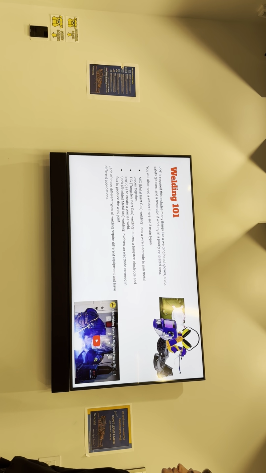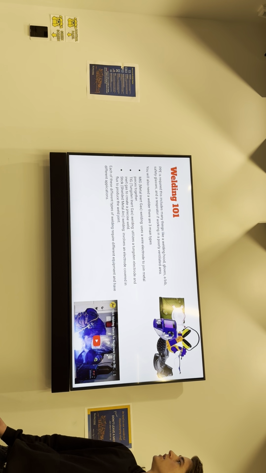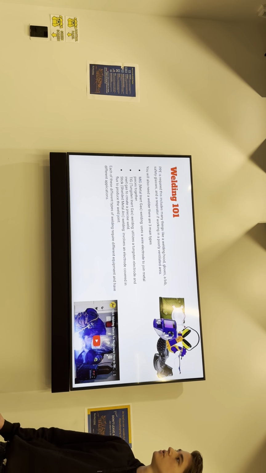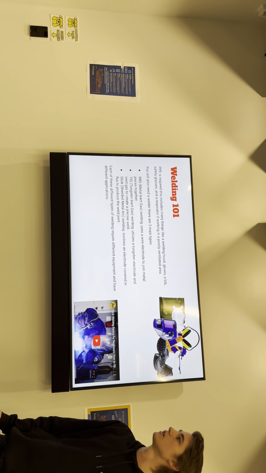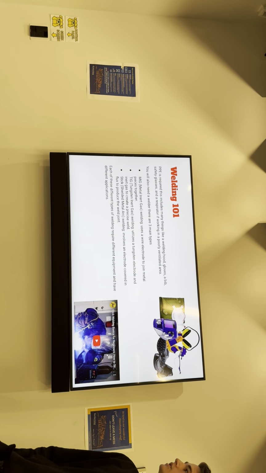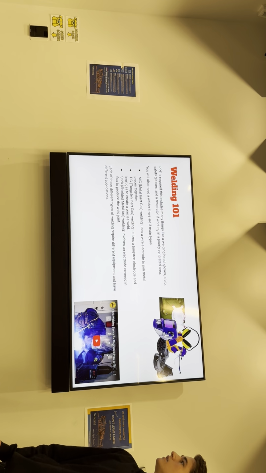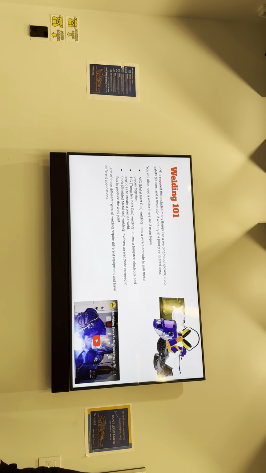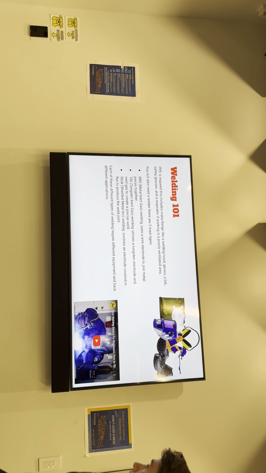The three main types of welding are your MIG, which is your metal inert gas welding, which uses an electrode to join two pieces of metal together. Your TIG, which is your tungsten inert gas welding, which utilizes a tungsten electrode, and your stick welding, which is the shielded metal arc, and that's just an electrode covered in flux. These different types of welding require different machinery.